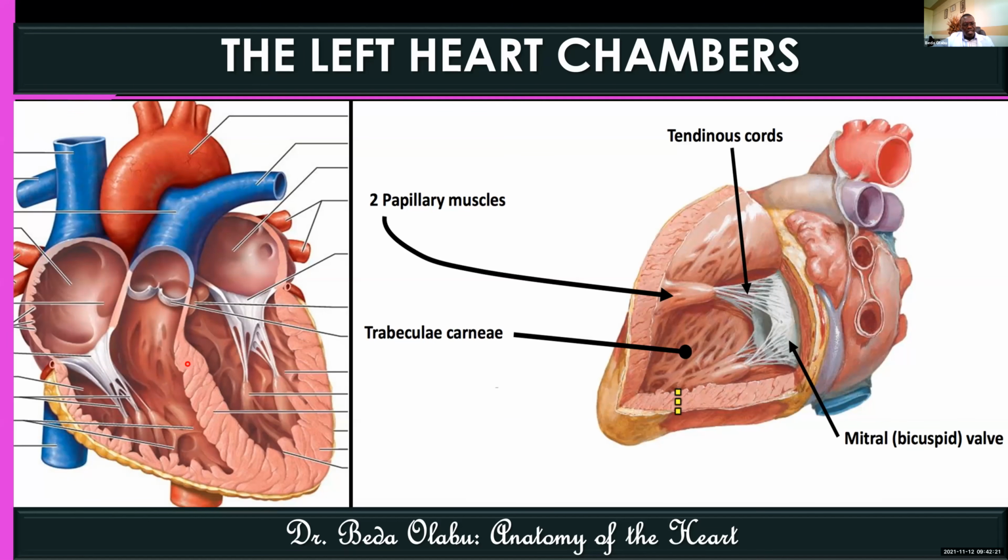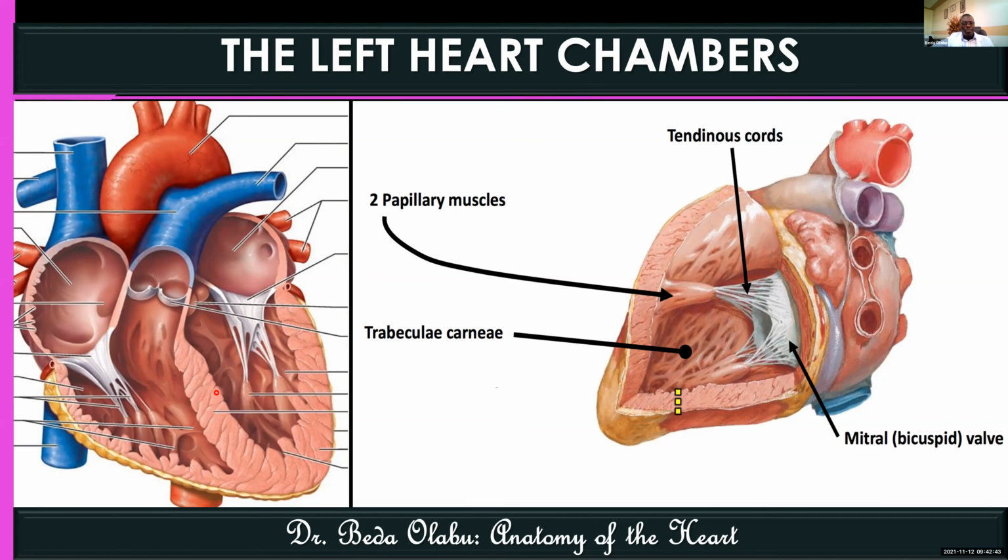Usually it has a thicker lower part, which is predominantly muscular. We call it the muscular portion of the interventricular septum, and an upper thinner part, which is predominantly membranous. We call it the membranous portion of the interventricular septum. It separates the right and the left ventricular chambers.